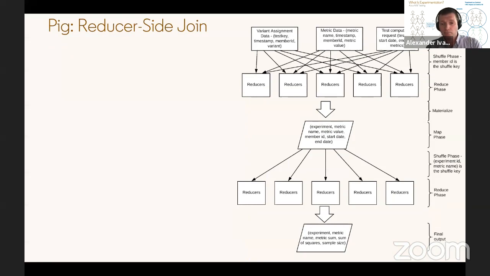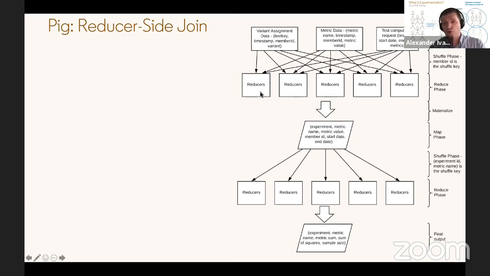And let's compare the execution plans of Pig and Qbert to understand the difference. So this is what the Pig join looks like. Pig uses reduce side joins. So let's say there's variant assignment data, metric data, and then test computation requests. They're partitioned by member IDs and sent to the reducers.